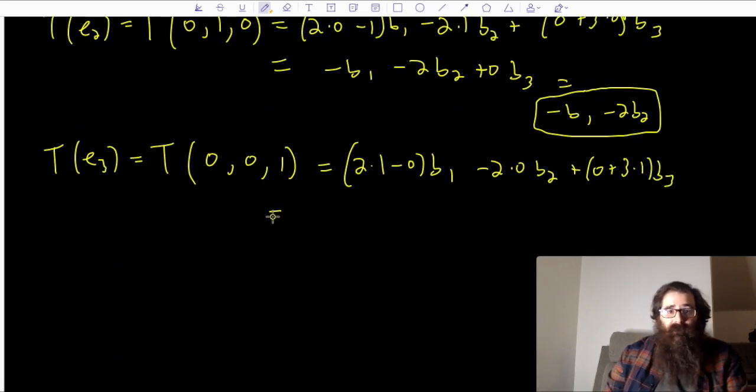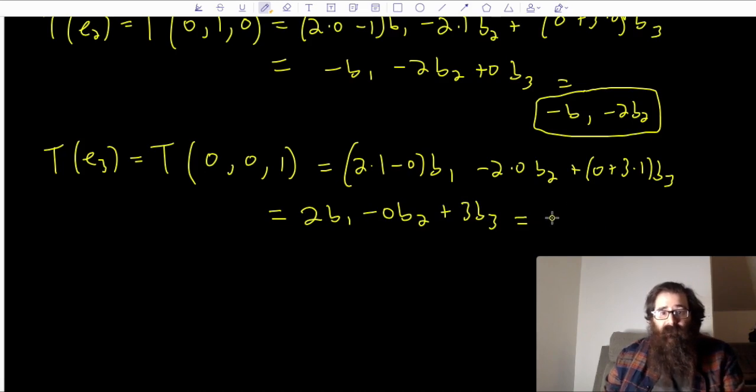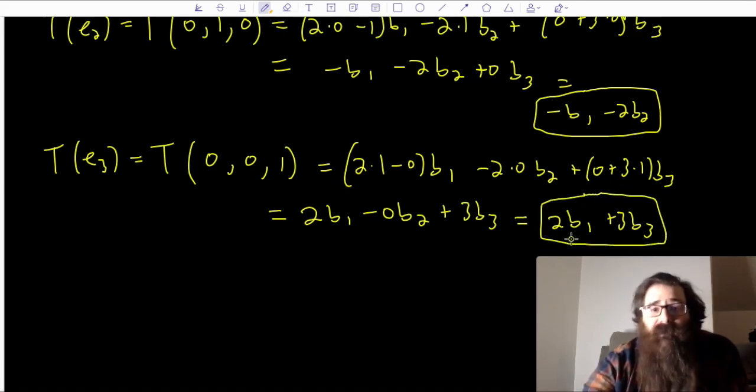And we can clean this up, right? So I'm going to get 2b sub 1 minus 0b sub 2 plus 3b sub 3. Or if I'm looking for one nice final answer, we would say, well, this is 2b sub 1 plus 3b sub 3. So I have these results.